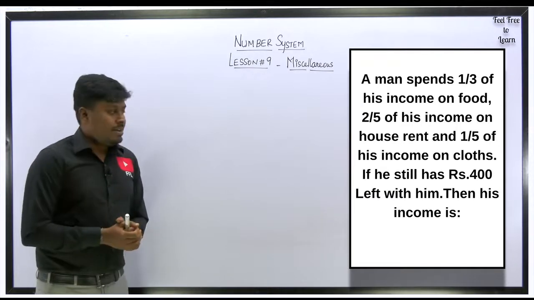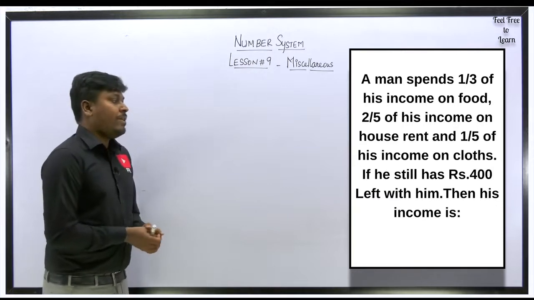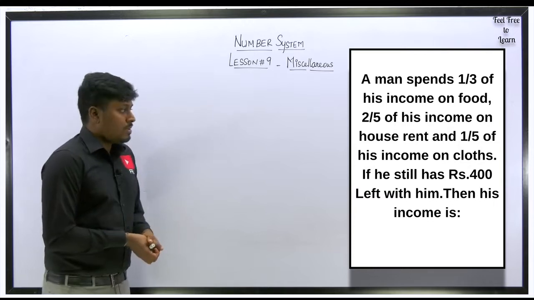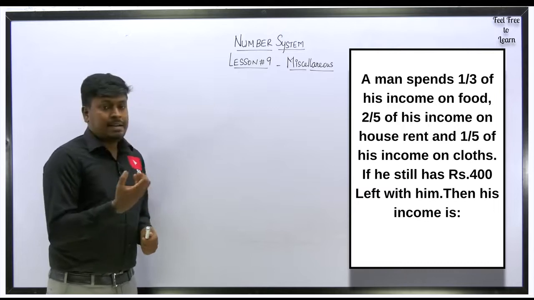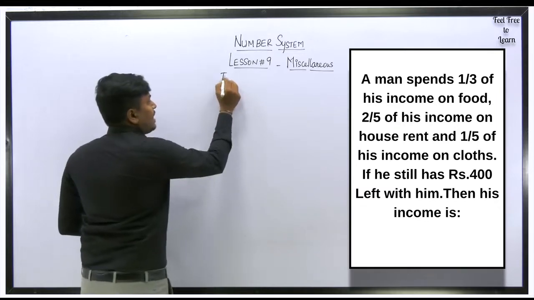Question number 7. A man spent 1 by 3 of his income on food, 2 by 5 of his income on his house rent and 1 by 5 of the income on clothes. If he still has rupees 400 left with him, then the income is. So we don't know what the income is. So our target is to find the income of the man.